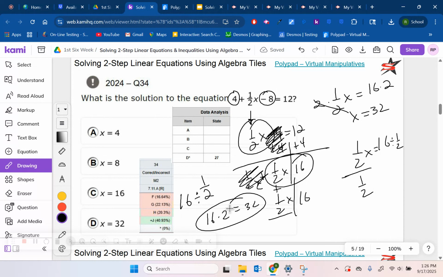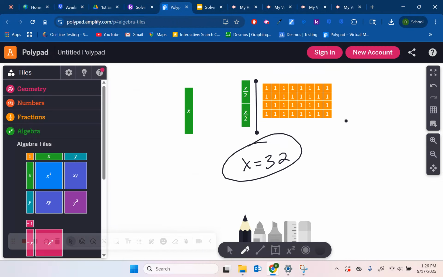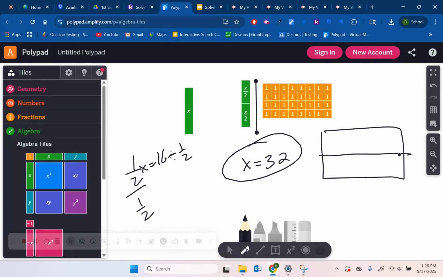Because I get them when they're older in high school. But that's kind of neat, right? 16 divided into halves is this. If you want to know what 16 divided into halves is, because that's what it becomes: 1/2 x equals 16 divided by 1/2. I get the value 16, and it can be 16 things.